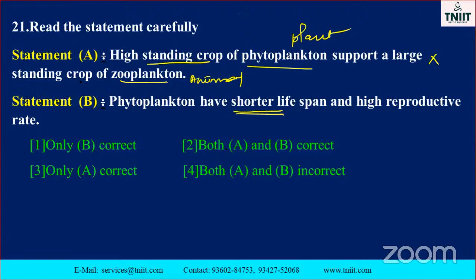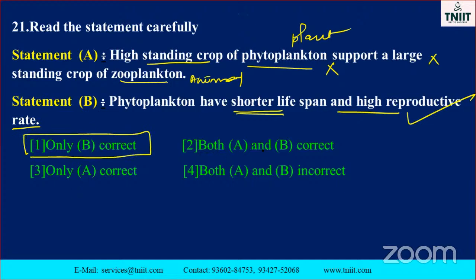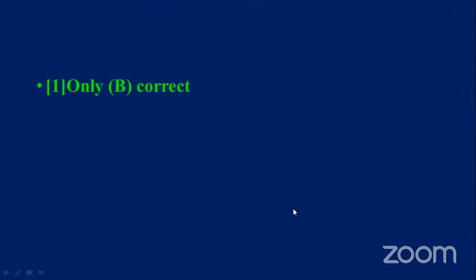Which one is the standing crop? Zooplankton is the high standing crop. Phytoplankton have a short lifespan and high reproductive rate. Yes, it is the correct option. This one is wrong, and this one is the correct option. So only B is correct. Both A and B are correct? No. Only A is correct? No. Both A and B are incorrect? No, because B is correct. It is confusing, but B is the correct one.